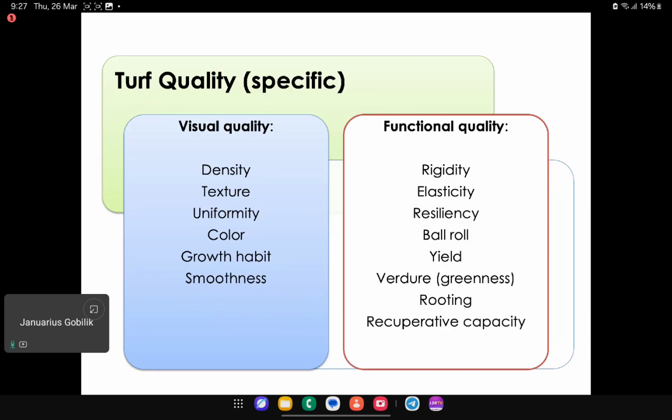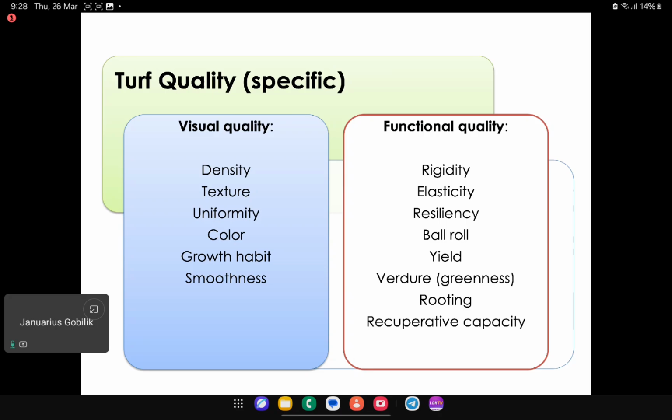So let's see a little bit about the turf quality. Later on, we will learn about this throughout the course, but it is good for us to understand right at the beginning of this course about the turf quality. Of course, the first one is about the visual quality, and the second one is about the functional quality. Visual, of course, is the appearance, what we see. And functional quality is how the turf grass will function in the environment for us to get the benefit of having turf grass in our landscape.